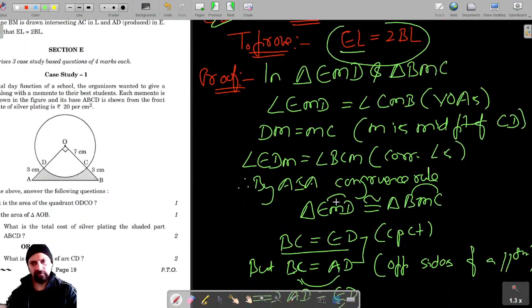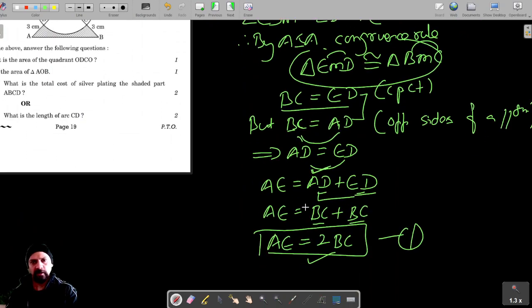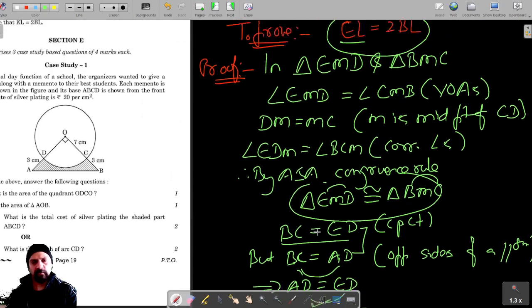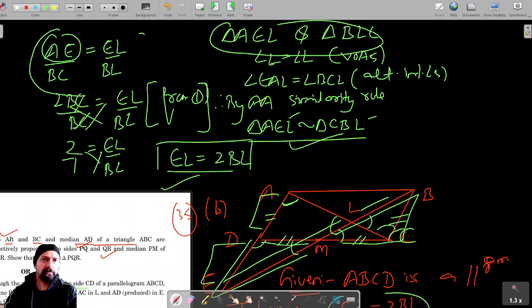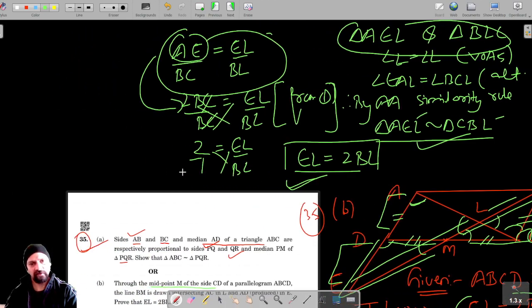For that, we first proved these two triangles congruent, and from there we got AE is equal to 2 times BC. Then we proved these two triangles similar, and once the triangles are similar, their corresponding sides are in proportion. Replacing the value of AE with 2BC gives us our desired result.